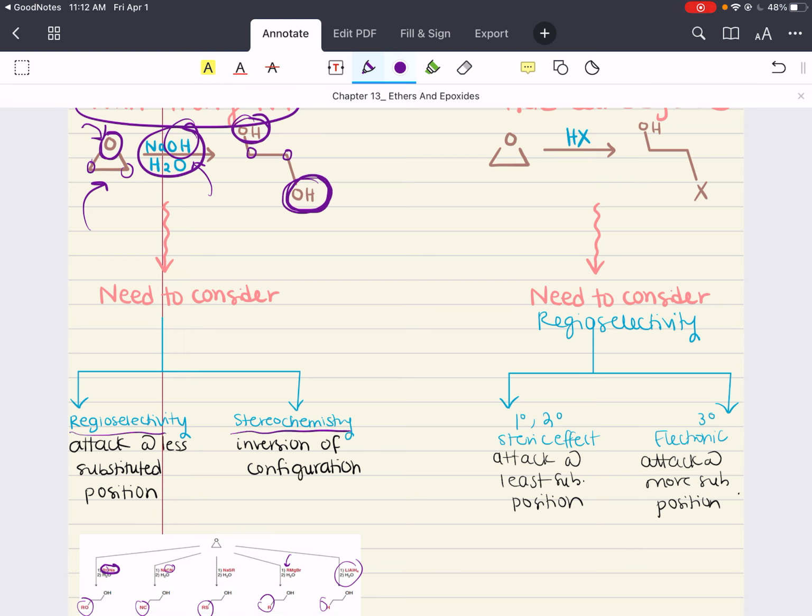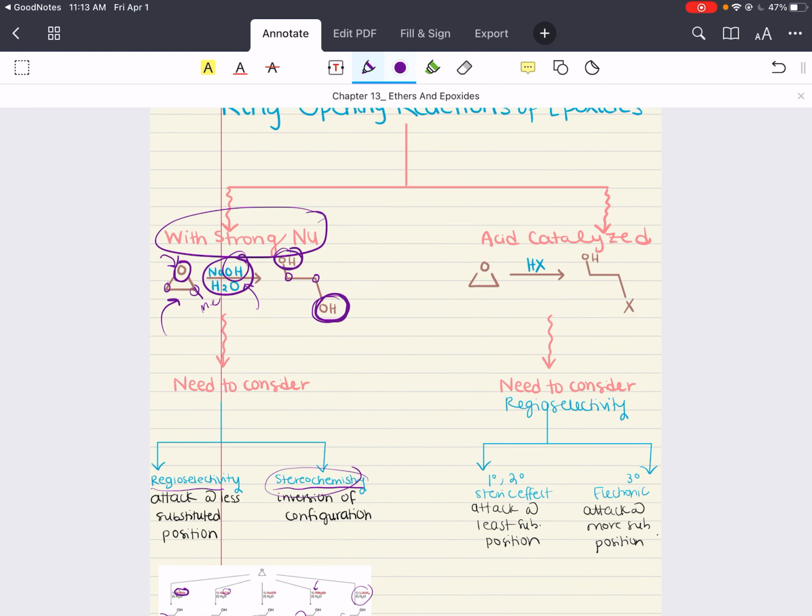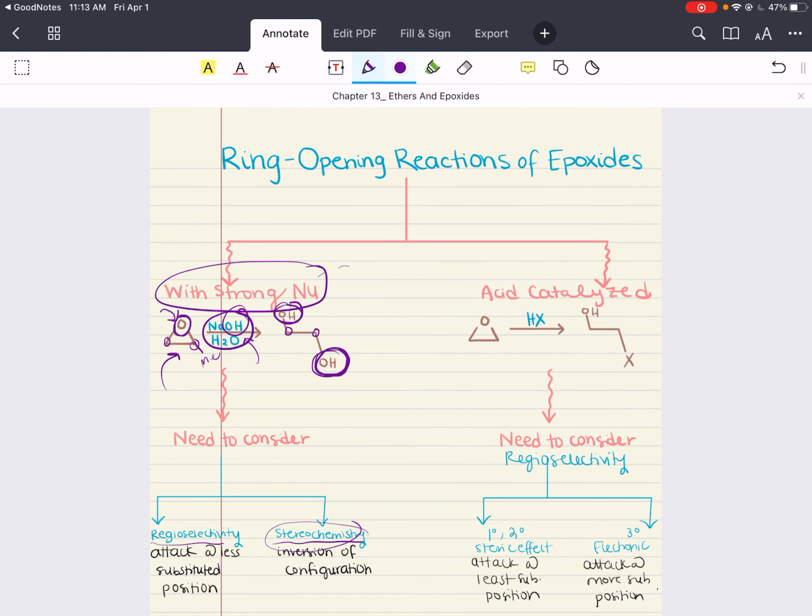Some things you need to consider when this is occurring are two things: regioselectivity and stereochemistry. For regiochemistry, when the starting epoxide is unsymmetrical, if there's some group here like a methyl, the nucleophile is going to attack the least substituted position. So keep that in mind. And then the second thing you want to keep in mind is stereochemistry. When the attack takes place at a chiral center, what you're going to see is inversion of configuration. And that pretty much summarizes ring opening reactions of epoxides with strong nucleophiles.